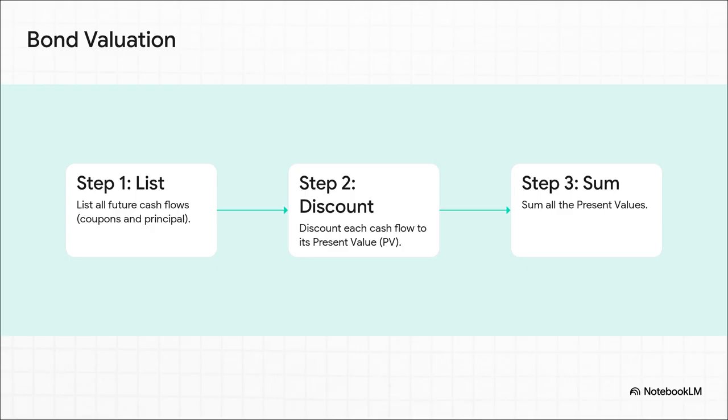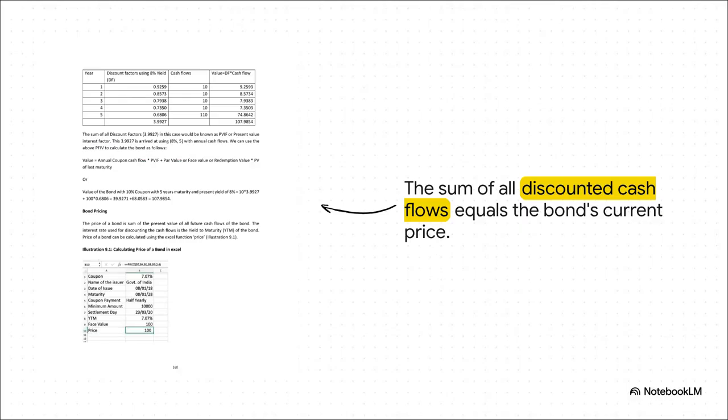First, you just map out every single payment you expect to get over the entire life of the bond. Second, you take each one of those payments and you apply a discount factor to find its present value. And third, you just add them all up. That final sum, that's the theoretical fair price of the bond. And here we can see that process in action.